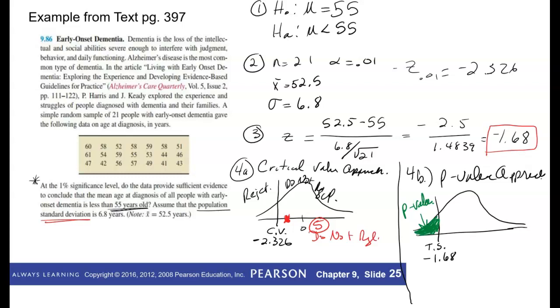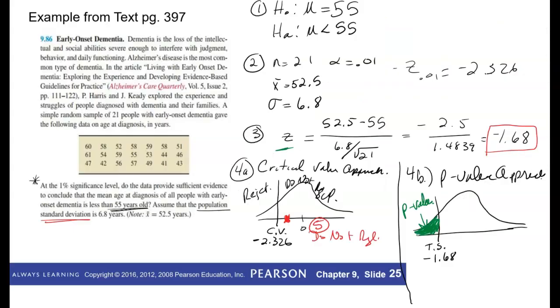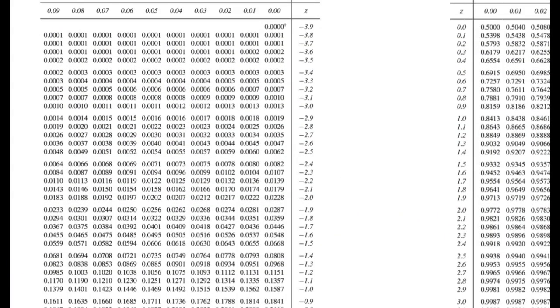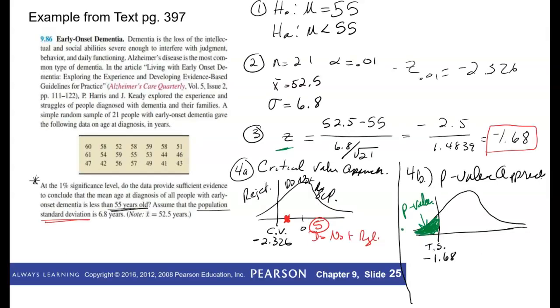Because we are doing a z-test, you need to go to your z table, not your t table, you got to go to the actual z table. And recall, it was negative 1.68. So go to your z table, find negative 1.68. And it looks like I have a value of 0.0465. An area of 0.0465. So that means my p-value equals 0.0465.